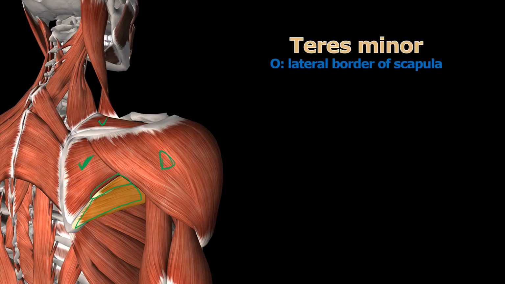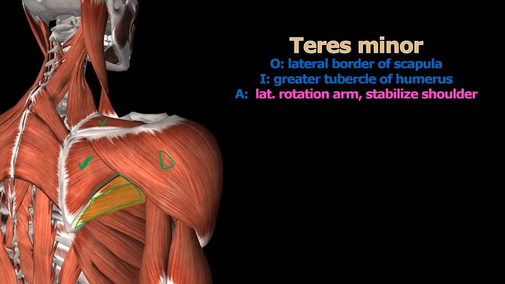So teres minor originates on the lateral border of the scapula, which is also known as the axillary border under the armpit. It inserts in the greater tubercle. Now you know why that tubercle on the humerus is so large, because a lot of these muscles that help to stabilize the shoulder are attached to it. Spinal nerves 5 and 6, same story we heard.